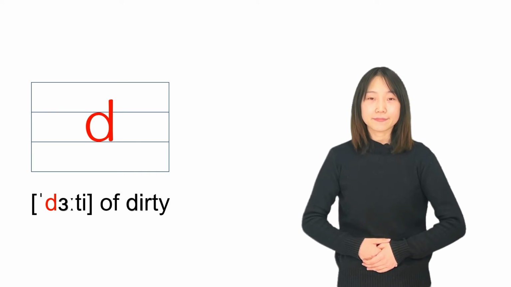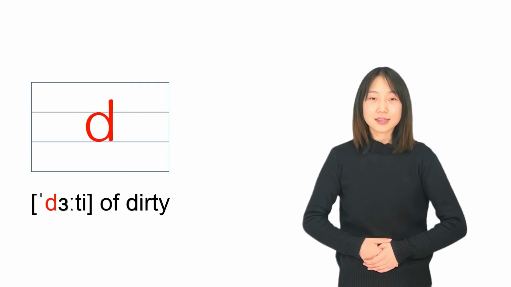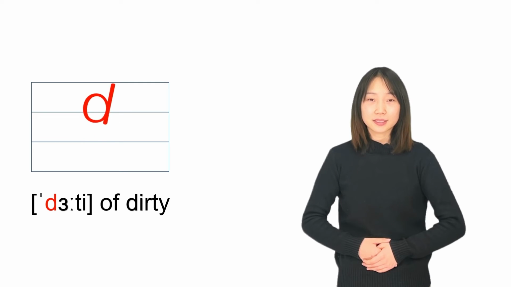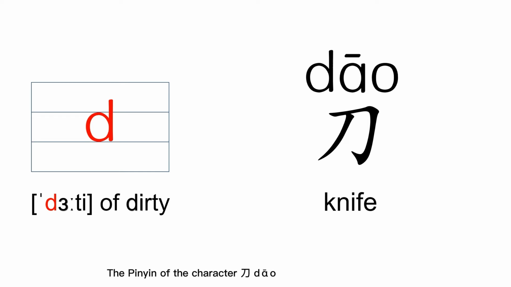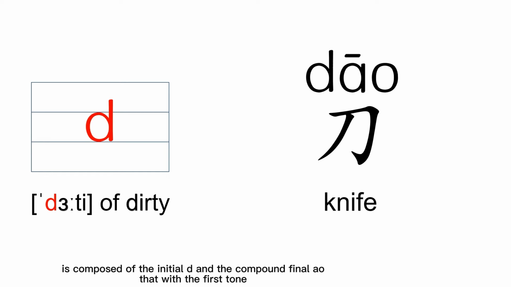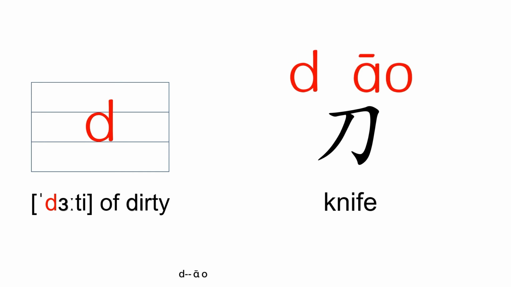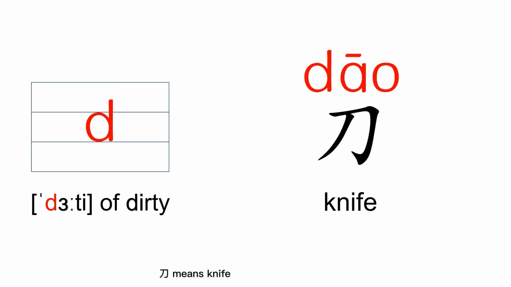Read after me. De, de, de. The pinyin of the character dao is composed of initial de and the compound final ao, with the first tone. De, ao, dao. Dao means knife.